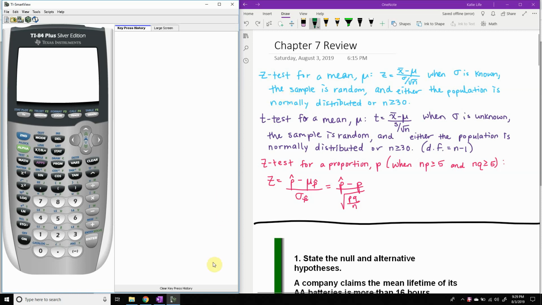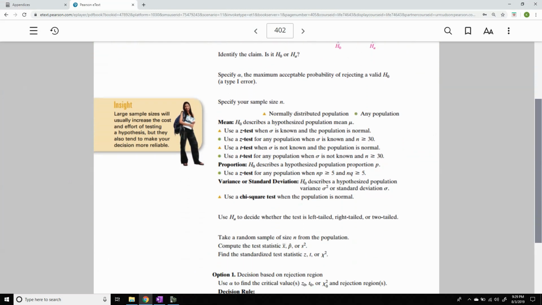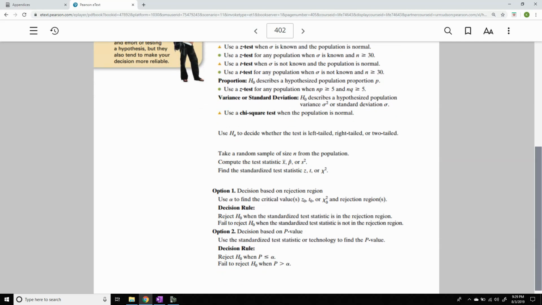There's a really great overview in your textbook on page 402. It gives a complete summary of all the different types of hypothesis testing, how to create the null and the alternative hypotheses, how to go about each of the tests, and then how to make your decision at the very end of the test, whether you reject the null or you fail to reject the null, both using either a p-value or the rejection region.